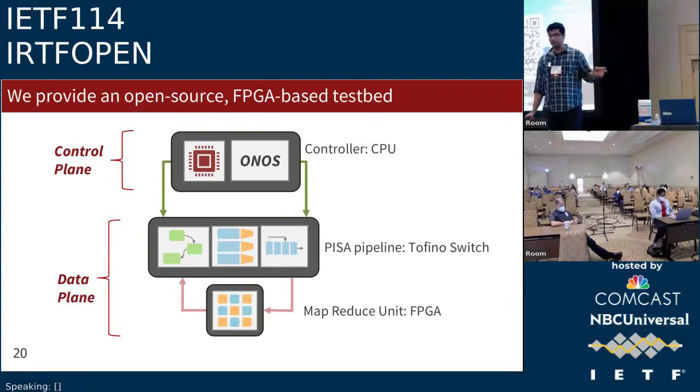We're using a Tofino switch to mimic the pipeline elements like your programmable packet parsers, match action tables, and traffic managers. And then we're using an FPGA to mimic the MapReduce unit. So we set it up in this bump in the wire configuration. Because of the limits of an FPGA, you're not going to be able to hit the same performance as you're going to get with the ASIC coarse grain reconfigurable architecture, but it's there to serve as a proof of concept for the functionality.